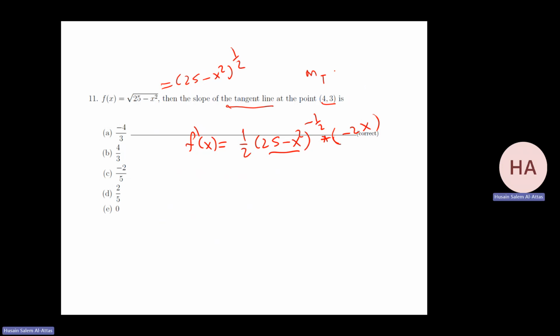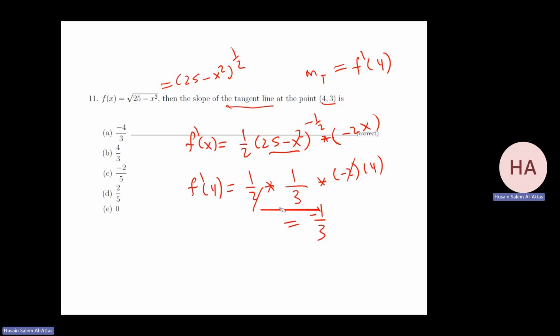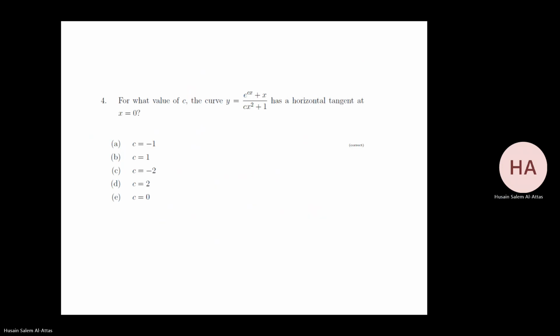The slope will be f prime at 4. So f prime at 4 will be half. This is what? 25 minus 16, which is 9, so 1 over square root of 9, which is 1 over 3, times minus 2 times 4. So this is cancelled. You have minus 4 over 3, which is this one.